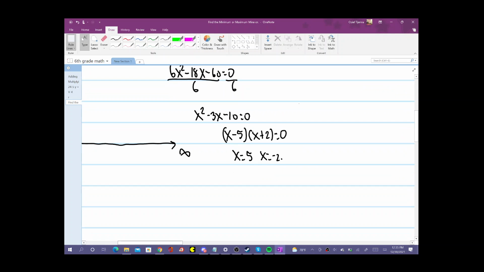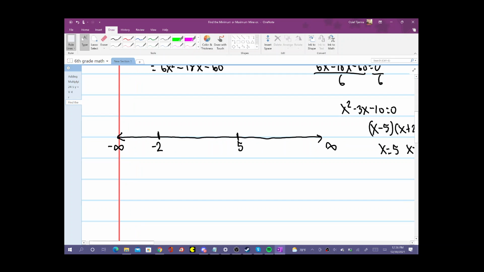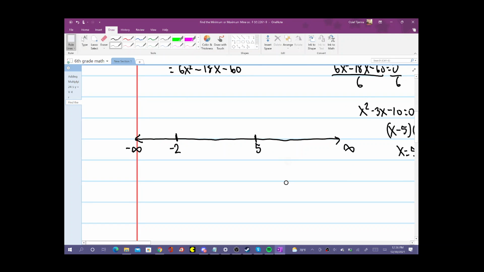The way that I got that, just set each one equal to 0: add 5 to both sides, you get x equals 5, and then x plus 2 equals 0, you get x equals negative 2, right? So those are your critical points, negative 2 and 5, right? So from negative infinity to negative 2, you're going to test to see in the function if it's positive or negative, meaning whether it's decreasing or increasing.